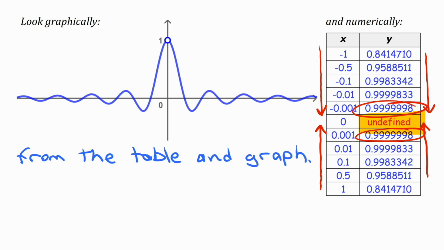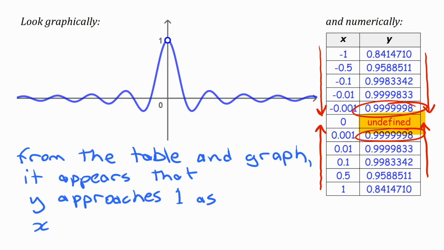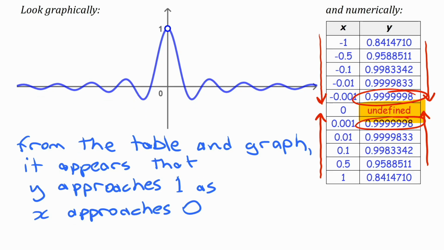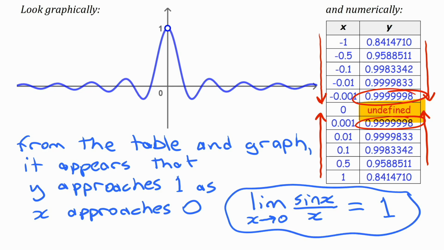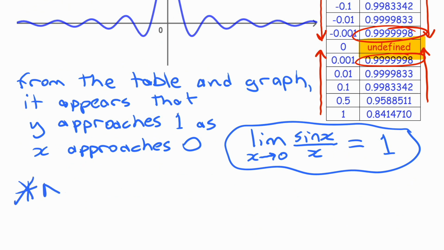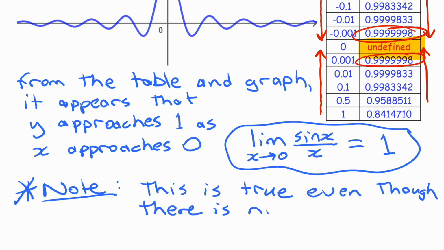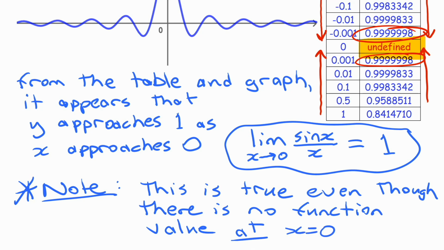From the table and graph, it appears that y approaches 1 as x approaches 0. Or using limit notation, you say that the limit of sine x over x as x approaches 0 is equal to 1. And we'll emphasize again here, it's important to note that this is true even though there is no function value at x equals 0. The limit has nothing to do with how the function is defined at the point.